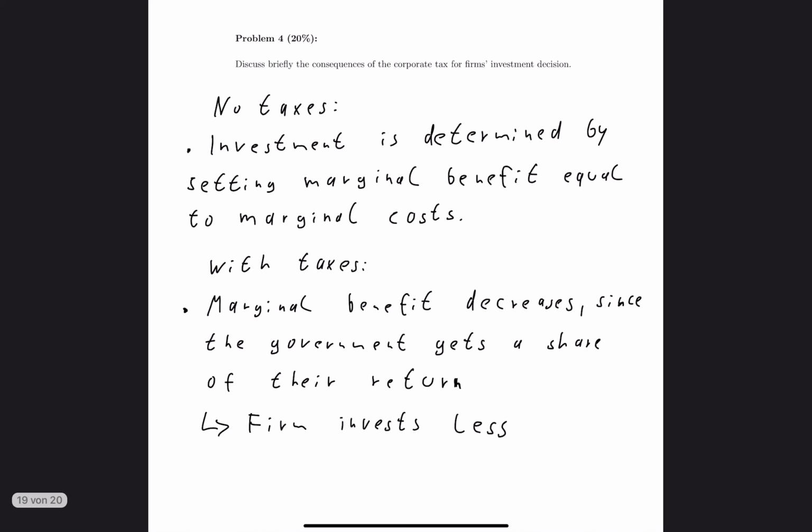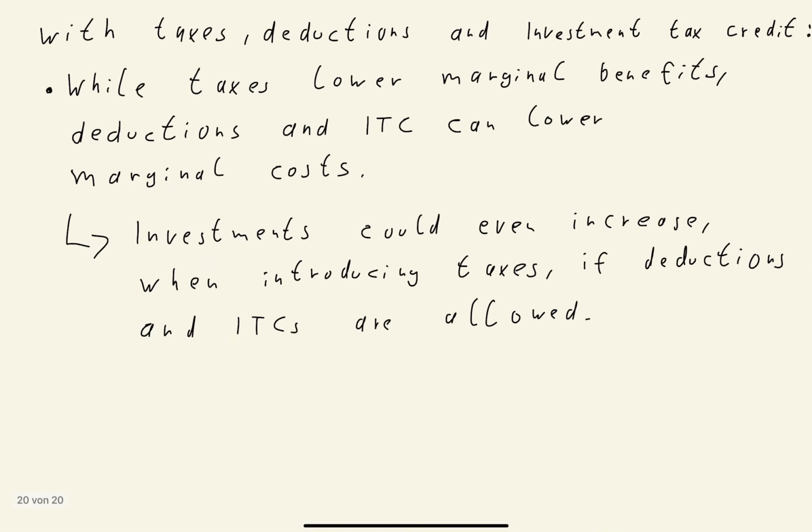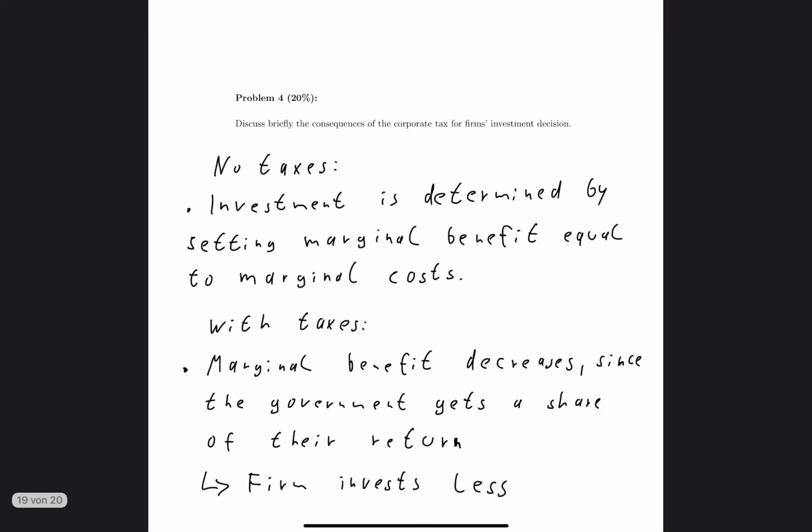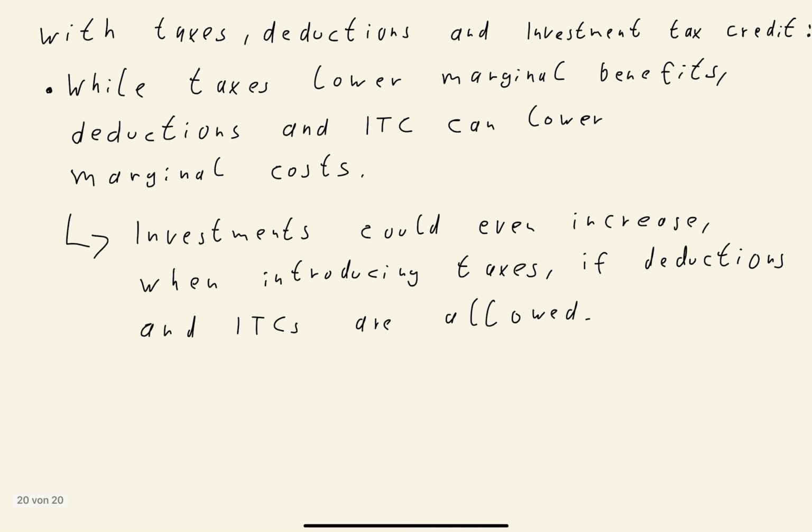So problem number 4: discuss briefly the consequences of the corporate tax for firms' investment decision. What I will do is go first through the incentives that a firm has if there are no taxes. So what is determining the investment decision of a firm if there are no taxes? And then I will go to the world where you actually have taxes. I will first go to the no tax environment, then I will cover a situation with taxes, and then I will go to a situation where you have taxes, deductions, and investment tax credits.